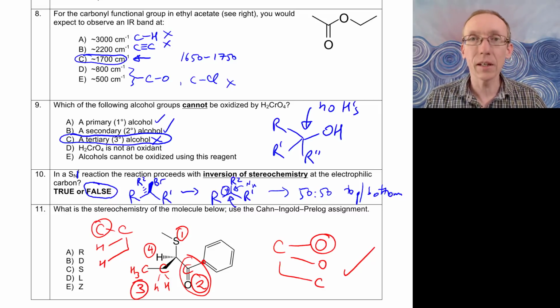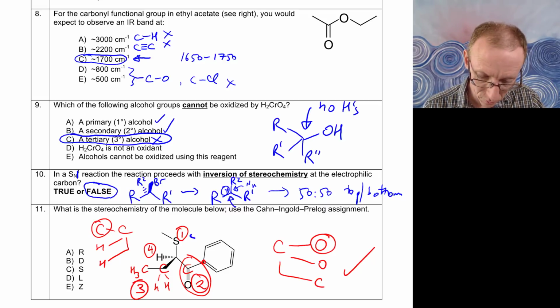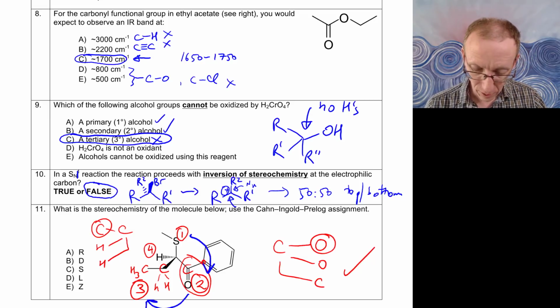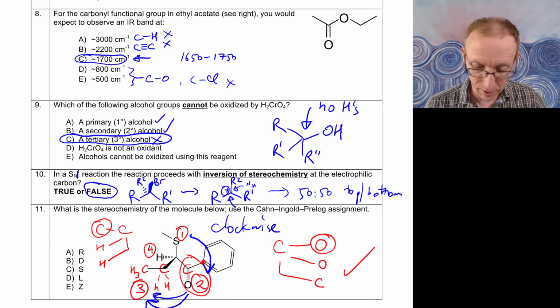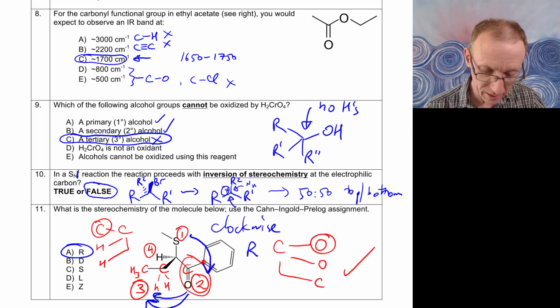Okay, so luckily we've got the lowest priority group at the back, and then we're going from 1 to 2, around to 3 in this clockwise direction. And clockwise is a right-hand turn of the steering wheel when you're driving your car, and so this will be R. So the answer is A, R.